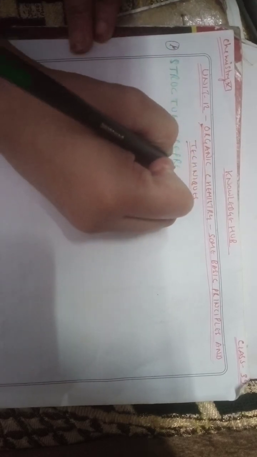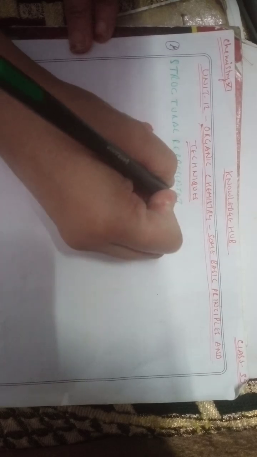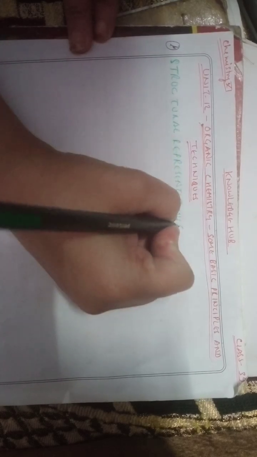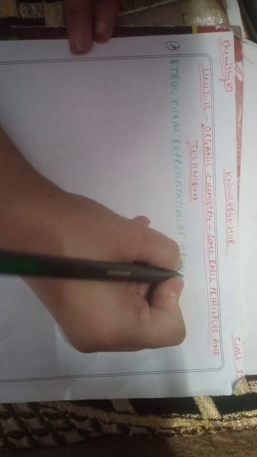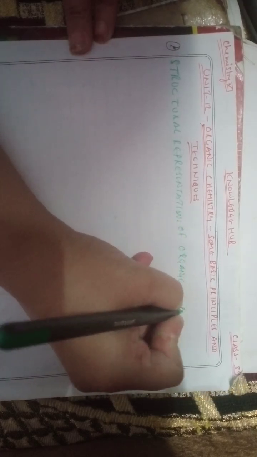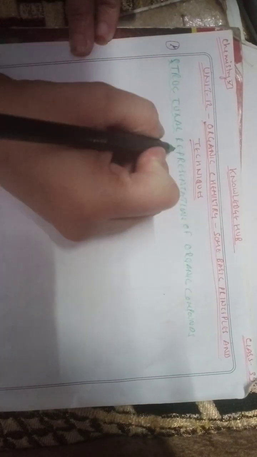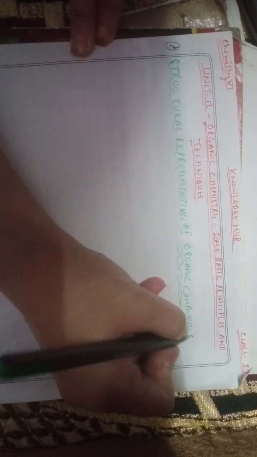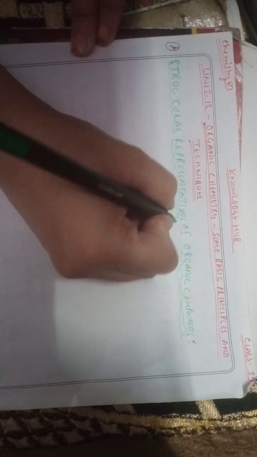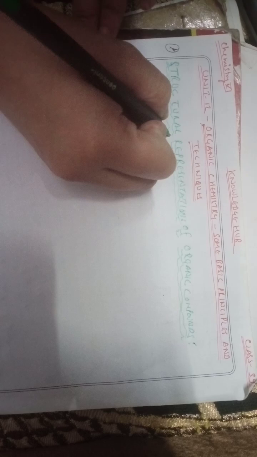Structure representation of organic compound. In this, first we want to complete condensed bond line structure formulas. So let's go for the same.